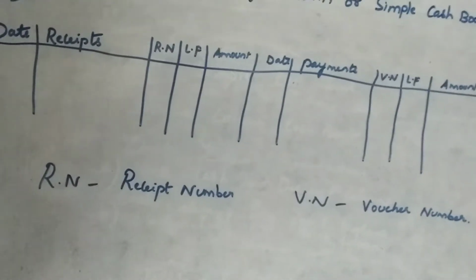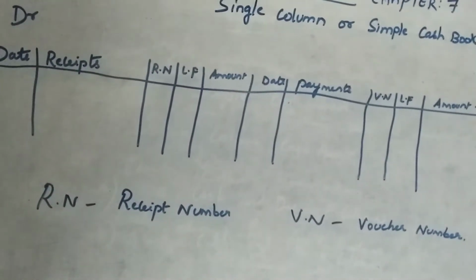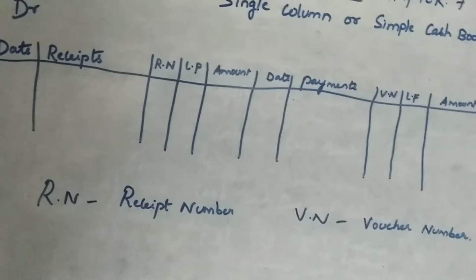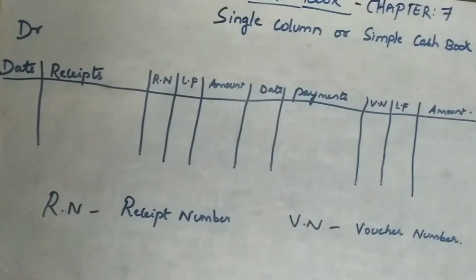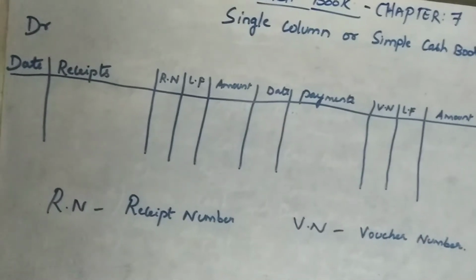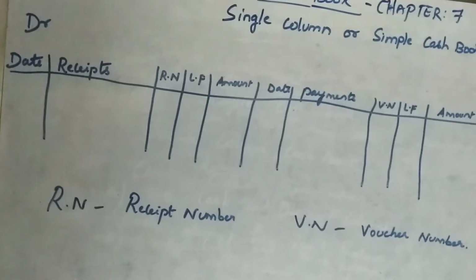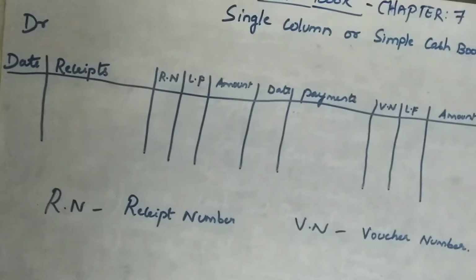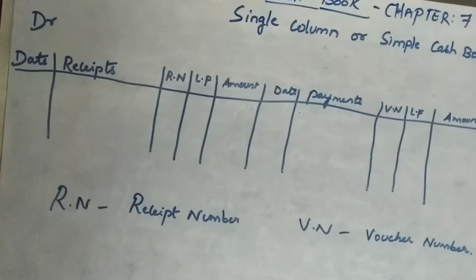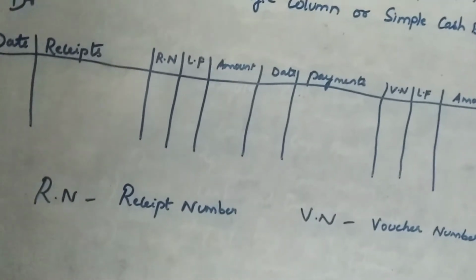As I told you, a single column cash book is a combination. All cash books are a combination of journal and ledger. Just imagine your cash ledger. When you prepare the ledger cash account, you'll be recording all the receipts on the debit side and all the payments on the credit side. We are just going to do the same.